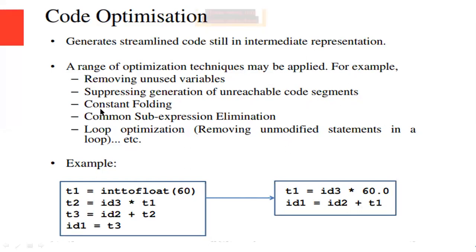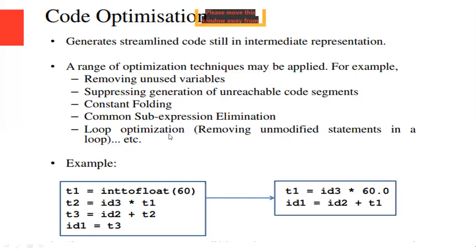Next one, constant folding. For example, is there any constants present in that particular program? Those constants can be used by the three address codes, and those are used in code optimization. And common sub expression elimination. Is there any common expressions present in our intermediate code? Those common sub expressions can be eliminated by the code optimization.